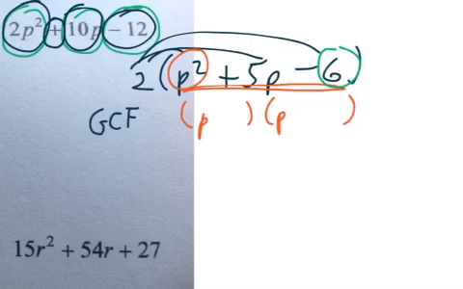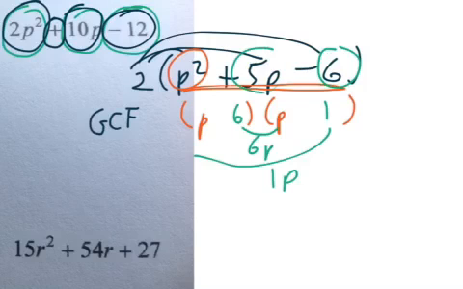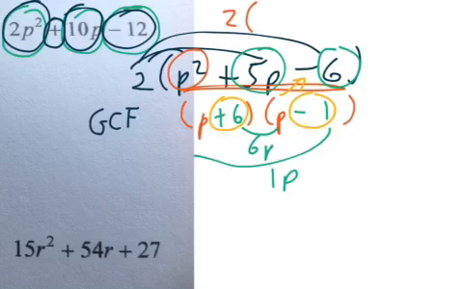Instead of 2 times 3, guys, I'm going to go 6 times 1. And here's why. Because now I know 6p and 1p can make 5p if I do 6 minus 1. And also note that plus 6 times negative 1 is negative 6. So anyways, my final result is a 2, don't forget the GCF we did, times p plus 6, p minus 1.